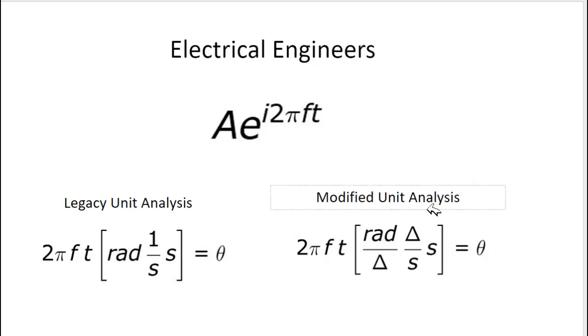So in modified unit analysis, the unit analysis that I'm defining, 2 pi ft has units radians per cycle. So 2 pi is 1 complete cycle, and the units of 2 pi is radians per cycle. In modified unit analysis, the units of frequency is cycles per second. So I explicitly have a unit for cycles, which I depict here as a delta, as a del symbol.